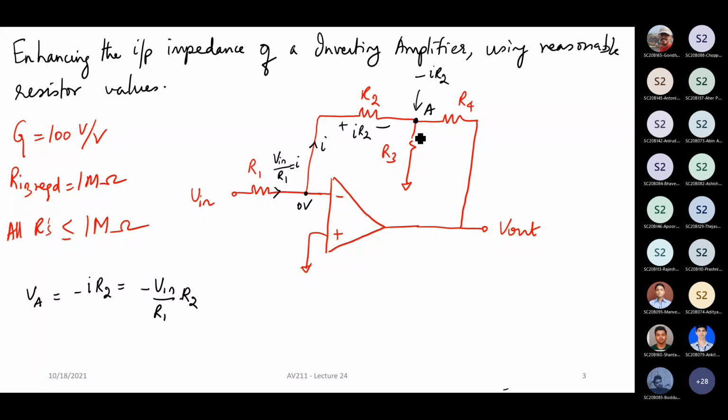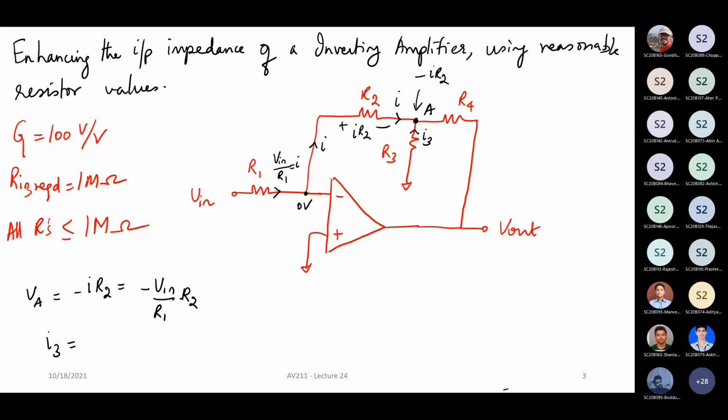Now, what is the current through R3? Right now there is a current I flowing here. What is the voltage across R3 here? This is grounded, and this is minus I times R2. Let us call the current I3, defined in this direction. What is the value of I3? Can you tell me? Vin into R2 divided by R1 into R3. Into R3 or into 1 by R3? R3 is in the denominator.